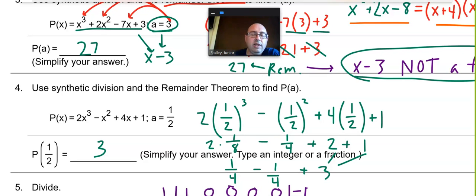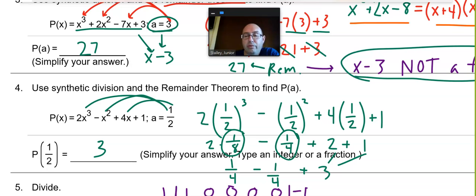They want me to plug in 1/2. Ooh, so plugging in 1/2 to all of those. So I did that. 1/2 to the 3rd power, 1/2 times 1/2 times 1/2 is 1/8. Okay? And then 1/2 squared is 1/4. So we have 2 times an eighth. Hey, that's a quarter. Minus a quarter.